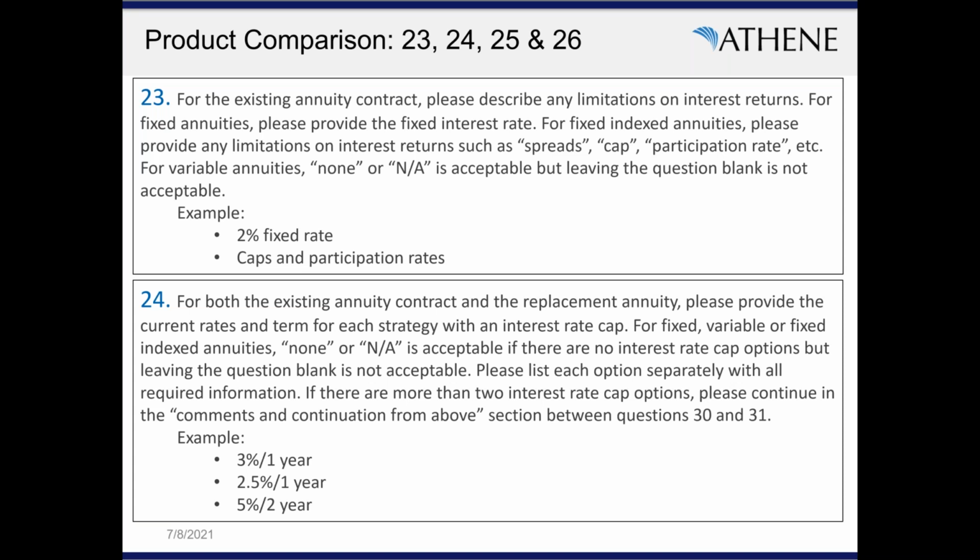If there are 4 cap rates, you need to have 4 answers. If there are 9 cap rates, you need to have 9 answers. You cannot combine anything. You have to show each individually.